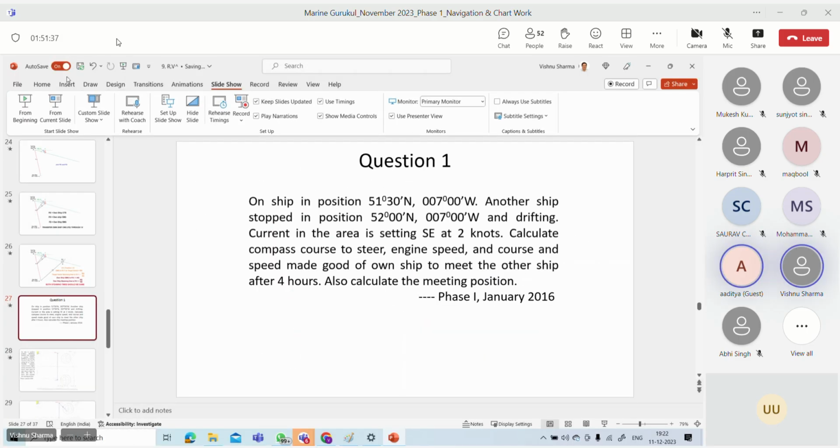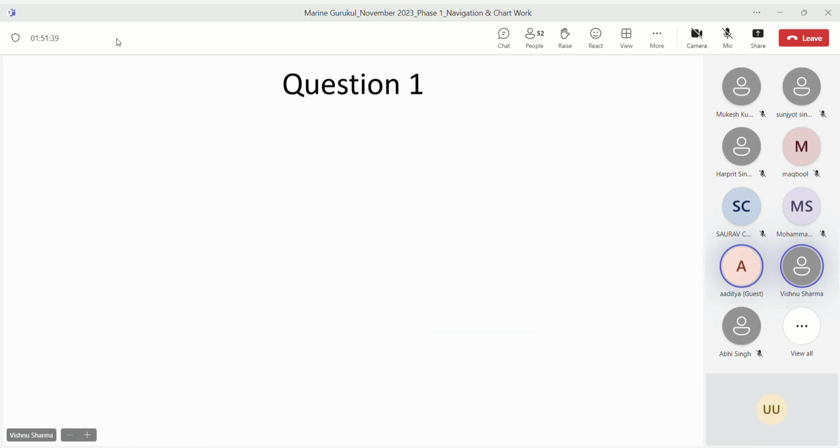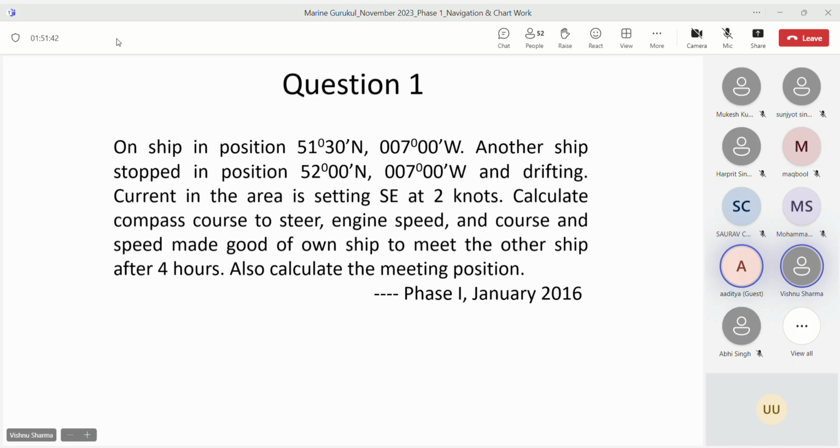Okay. So let's have this question. This is the MMD January 2016 paper, beta.